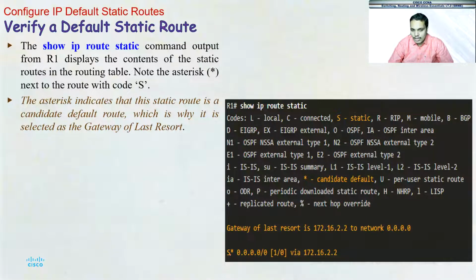Now you can see here, there is a star. There is an asterisk. So the show ip route static command output from R1 displays the contents of the static routes in the routing table. Note the asterisk next to the route with code S. The S says that this default route has been configured manually. Of course, you might get a default route through dynamic routing also. It might be designated by O star. So O star tells you that this is a default route, but it is learned using the dynamic routing protocol OSPF. So the asterisk indicates that this static route is a candidate default route, which is why it is selected as the gateway of last resort.